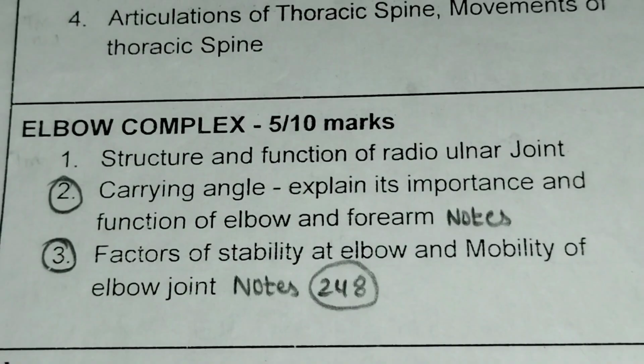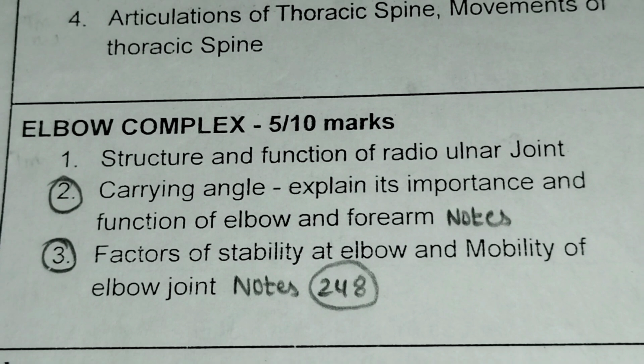Now, the next chapter is elbow complex. In this, the important 5 or 10 mark questions are: the first one, structure and function of radio-ulnar joint. Second one, carrying angle, explain its importance and function of elbow and forearm. Third one, factors of stability at elbow and mobility of elbow joint.